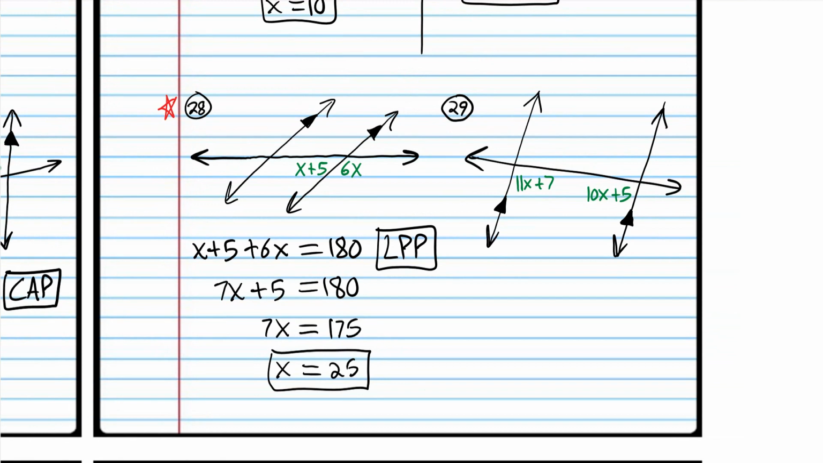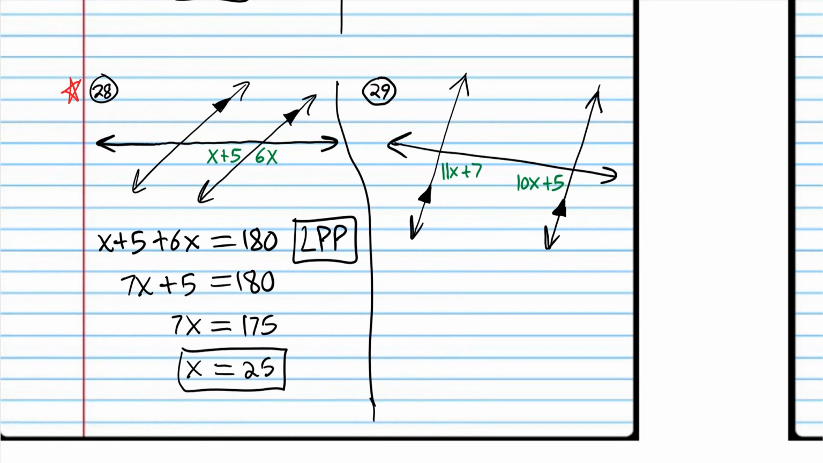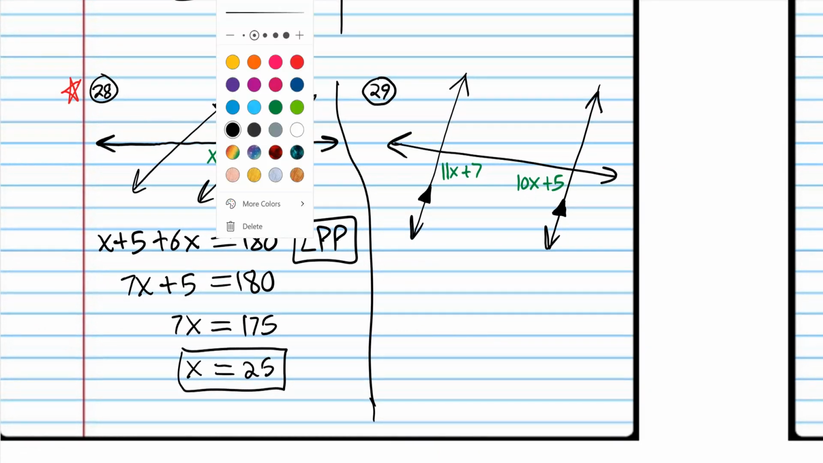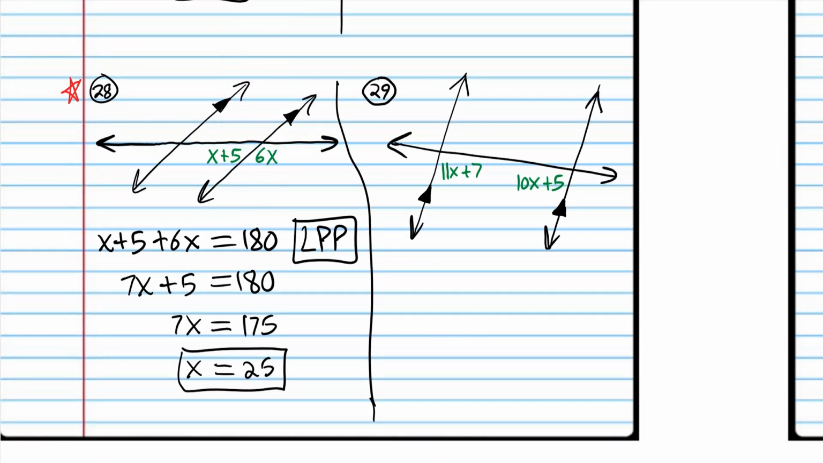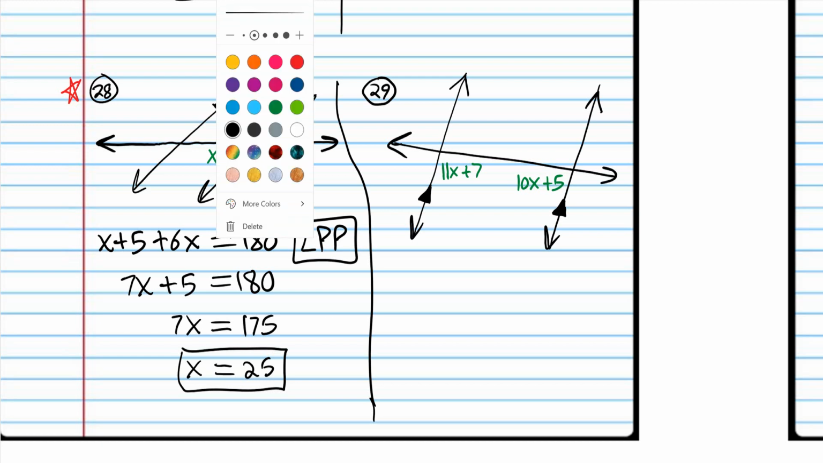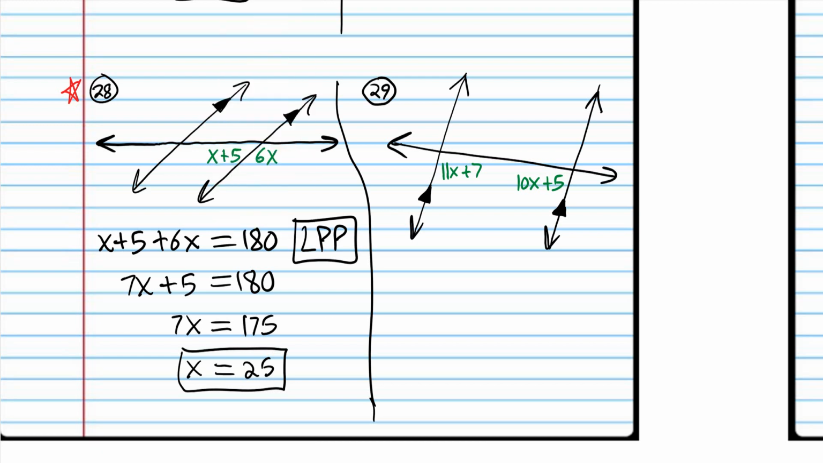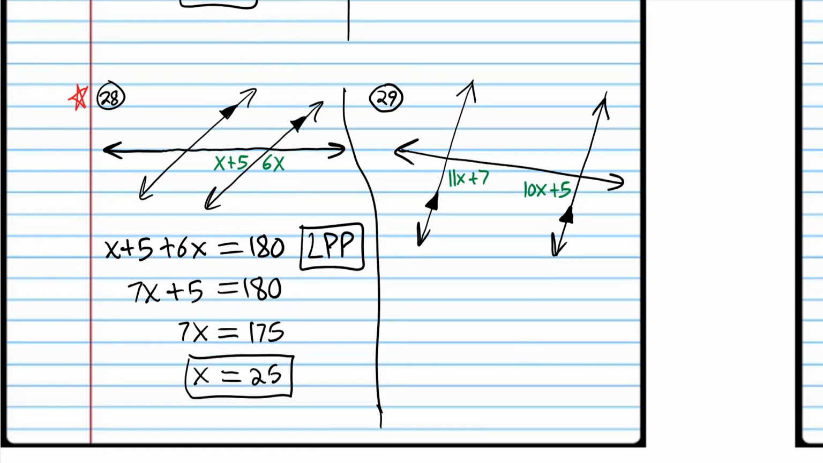So we did that one together. That was an unusual situation because, again, we don't need one of the postulates or theorems that we learned today. We used a postulate we used in previous classes. All right, so 29, you can do that one. Go ahead and attempt number 29, and when you come back, we'll do it together.